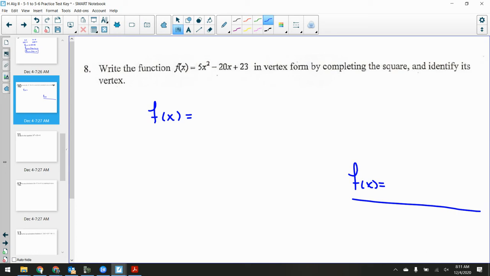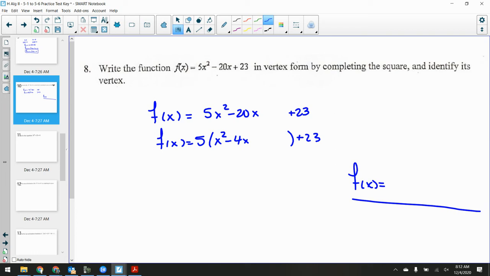So now I say, okay, I partition off my first two terms. I leave my 23 sitting out there. Can I complete the square using my first two terms yet? No, I have to factor out the 5. So this means I've got f of x is equal to 5 times x squared minus 4x. I factor out the 5 from just the first two terms. And now I complete the square with just those two terms inside the parentheses. What adds to fill in my blank?